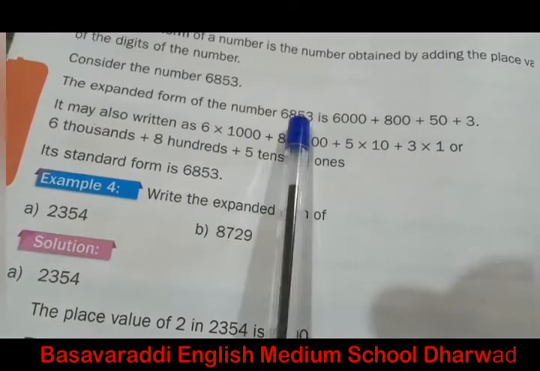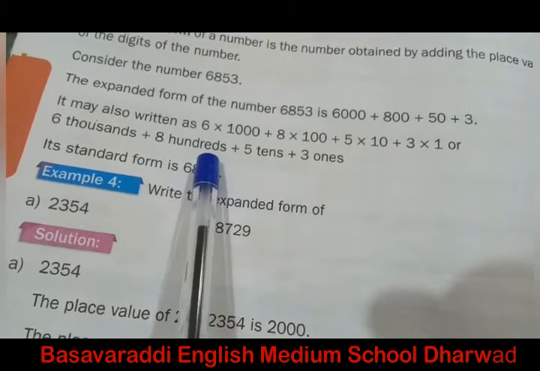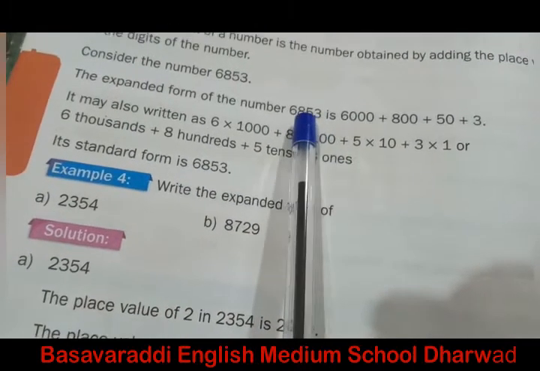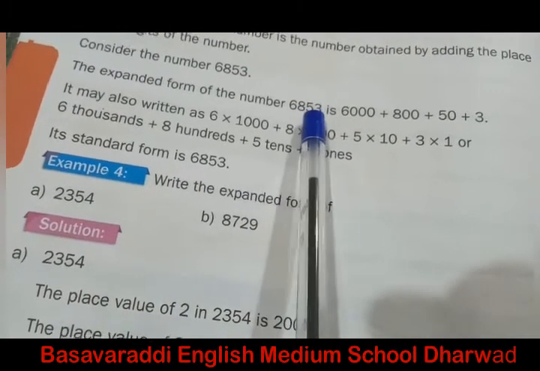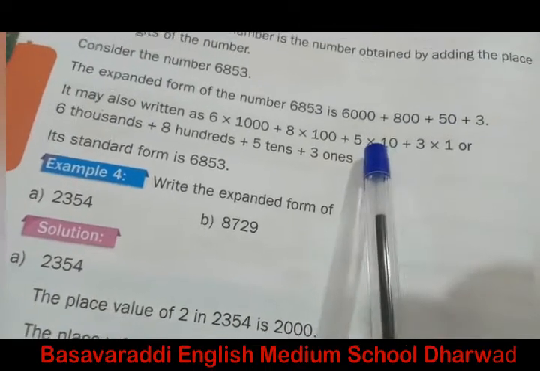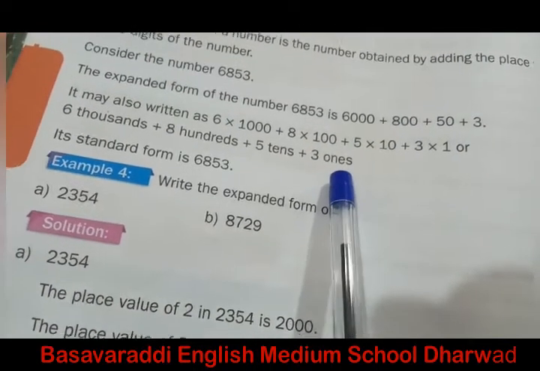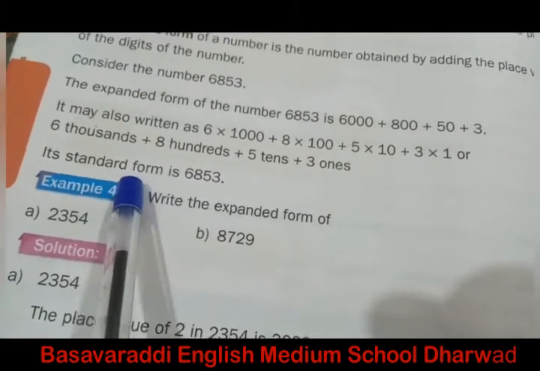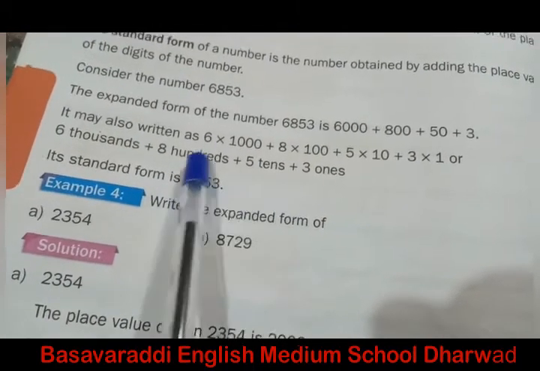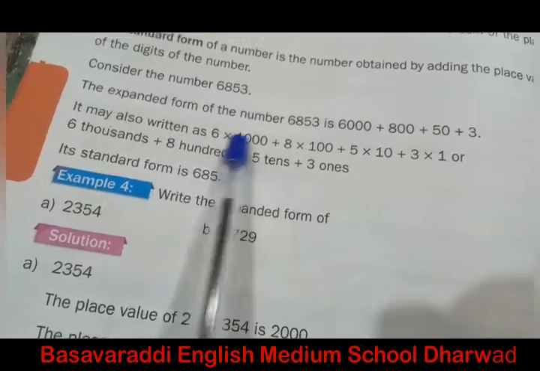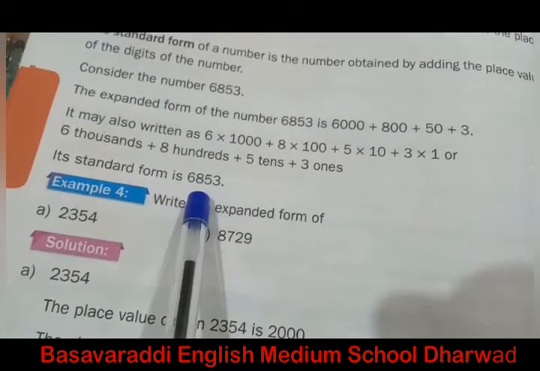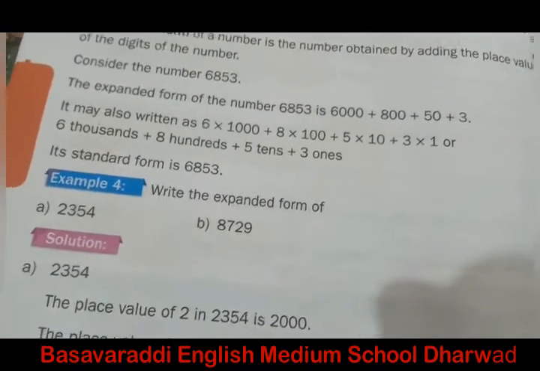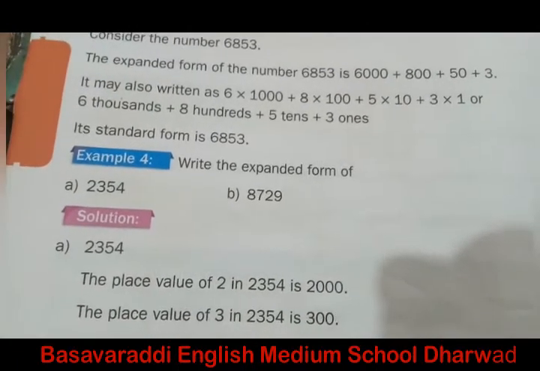6000, 800s, and 50, that is 5 tens. Yes, no? And 3 ones. This is the expanded form. Its standard form is this, this is the standard form. One figure is coming, that is the standard form, 6853.